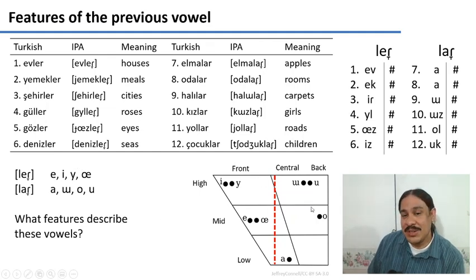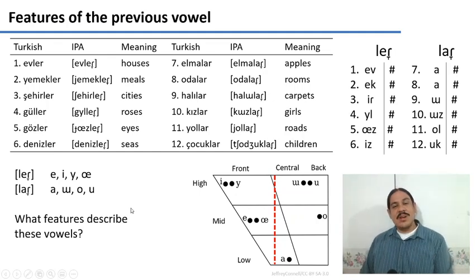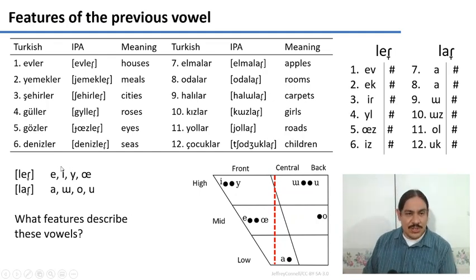By the way, I have a chart here of the vowels of Turkish. As you can see, they can be described by a feature like height, high, mid, low, features like frontness or backness, front, central, back, and features like roundness, unrounded versus rounded. So I want you to try to figure something out. What feature do these four sounds have in common? And also, what feature do these other four sounds have in common? So what is the feature that the sounds e, i, ü, and ö have in common, and that a, ı, o, u have in common? Please pause the video.